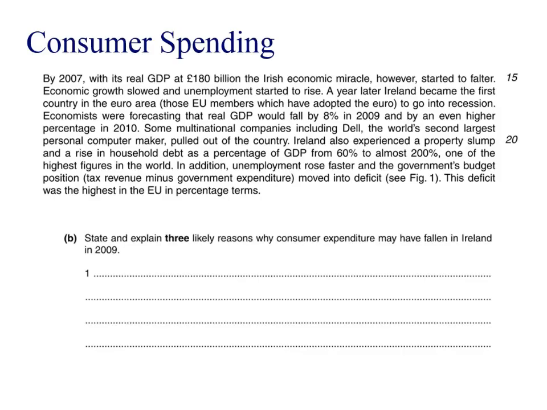Okay, so nice question here from a past paper, and it's looking at Ireland. I'm just going to get my highlighter out. This is what you should do in the exam, and look at just highlighting some factors. So we need 3 reasons why consumer expenditure might have fallen in Ireland in 2009.